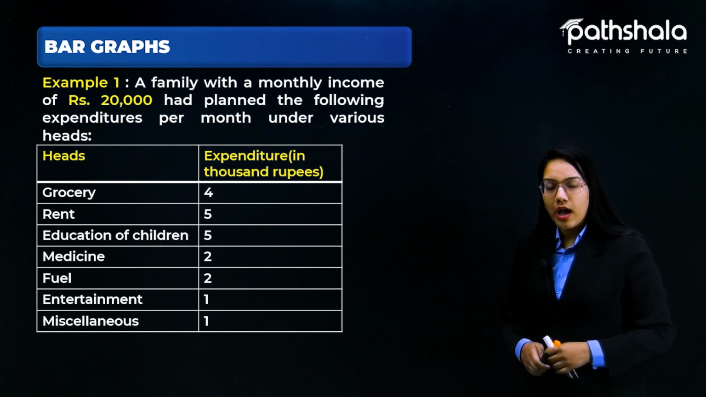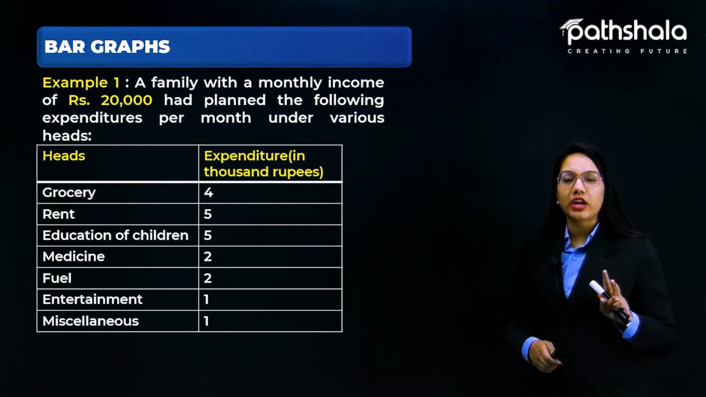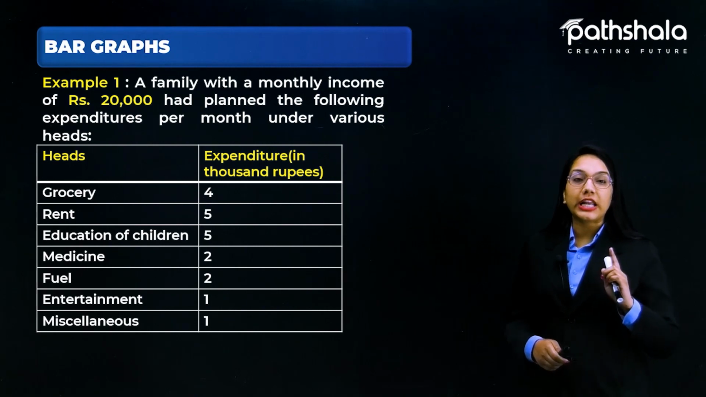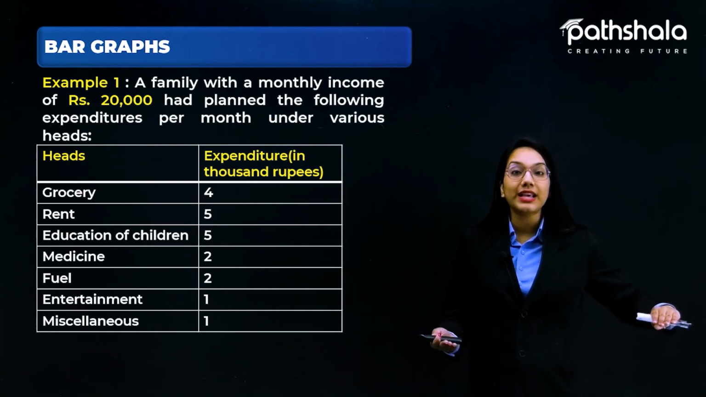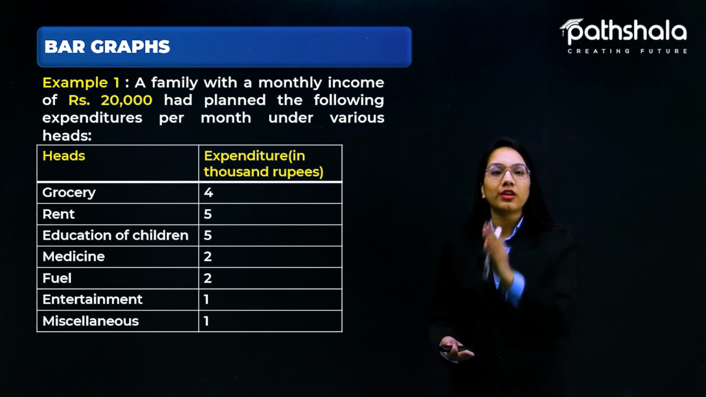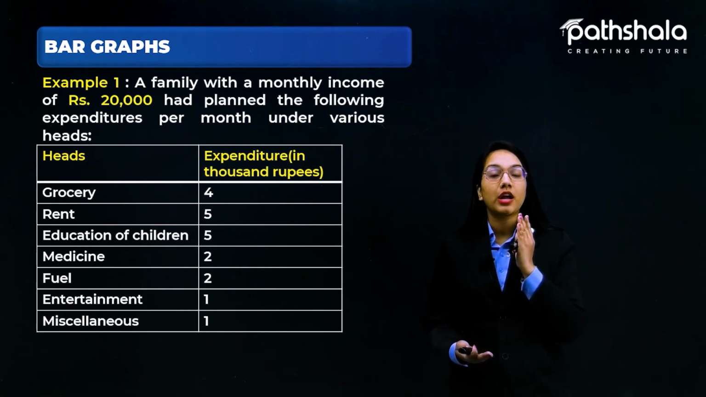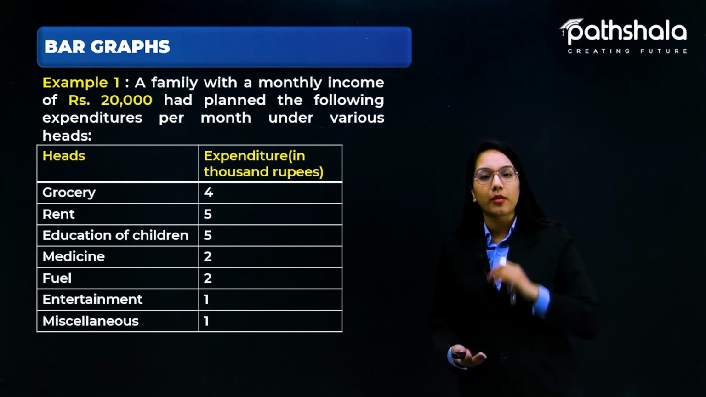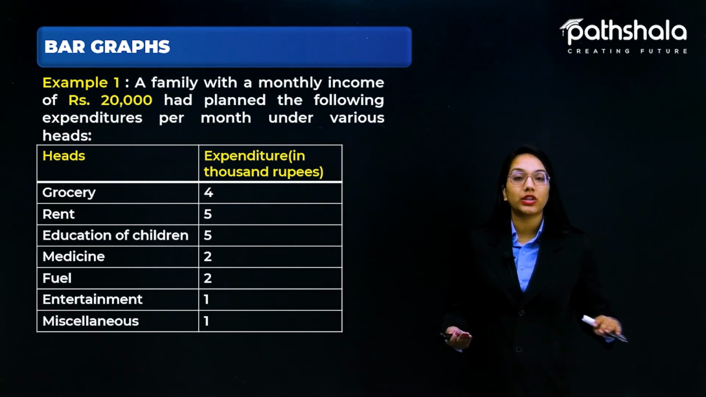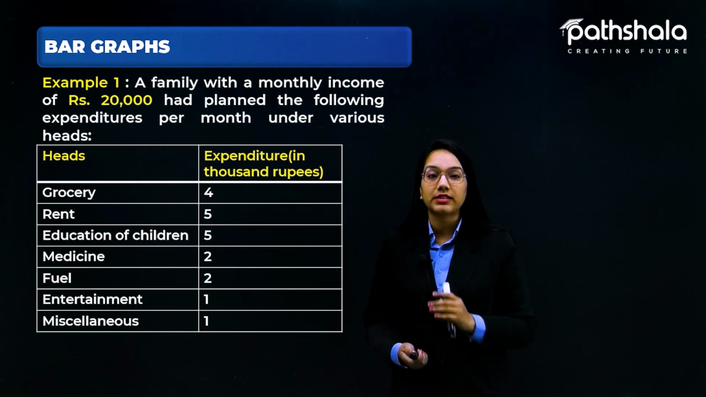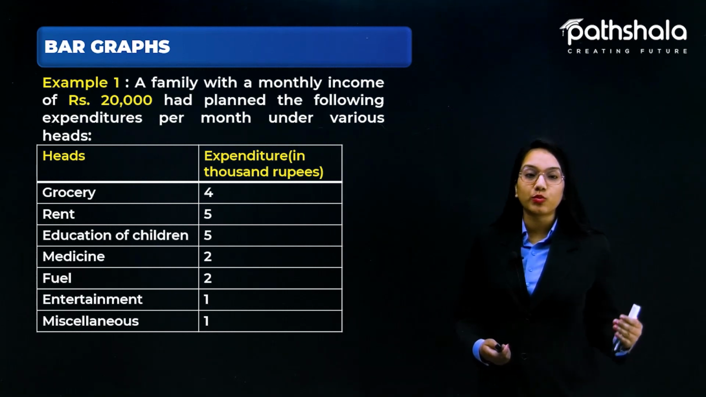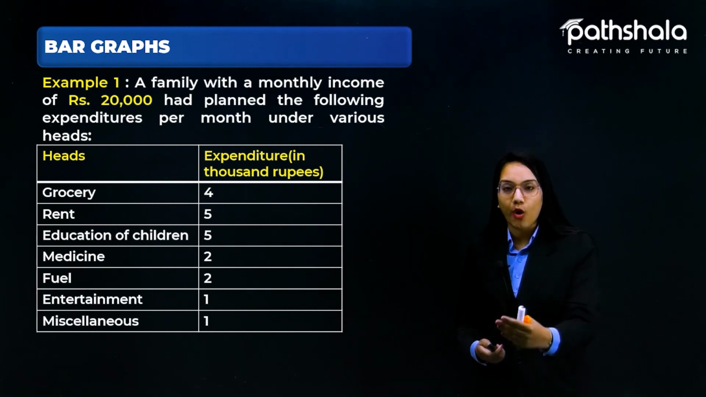First of all, we have two things over here, the heads and the expenditure. We'll take the heads on the x-axis and the expenditure on the y-axis, because the expenditure is in rupees, so it will definitely give a height to our bars. Hence we'll take the heads on the x-axis and the expenditure on the y-axis. Let's see all the steps related to how we can form the bar graph.